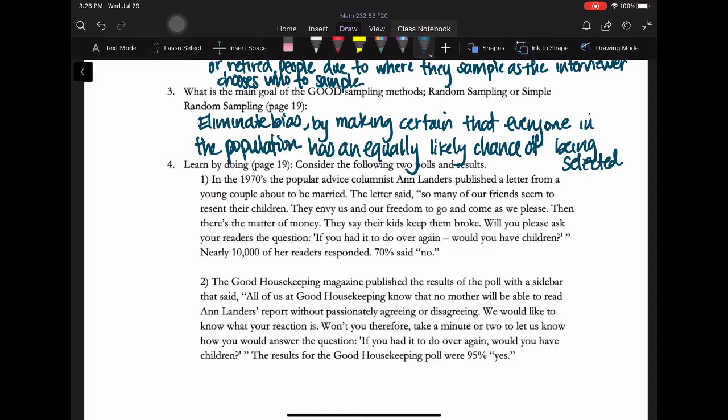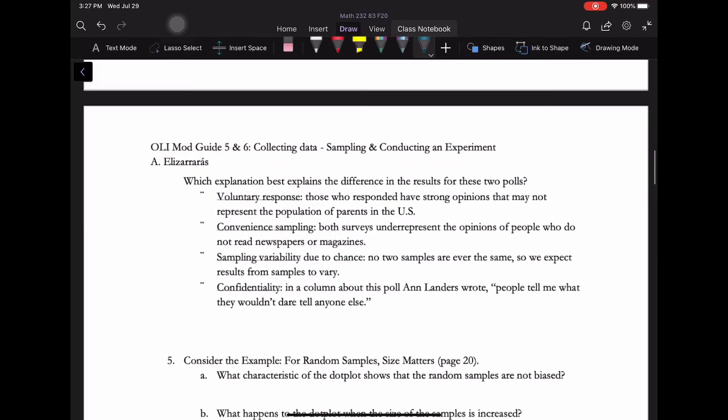And in the mod guide overview in Canvas, I mentioned that column with Ann Landers. So take a second to read the different polls that you were given. This is a learn by doing from page 19, and it talks about marriage and children, and there are 2 different ways in which the questions are worded. So go ahead and pause the video and read this again to briefly recap. Moving on, we want to know which explanation best explains the difference in the results for these 2 polls. Well, was it voluntary response, convenient sampling, sampling variability, or confidentiality?